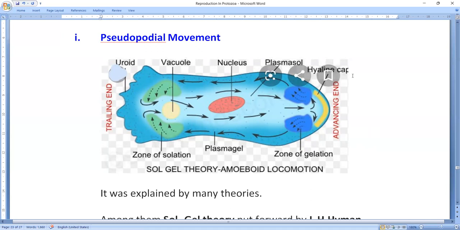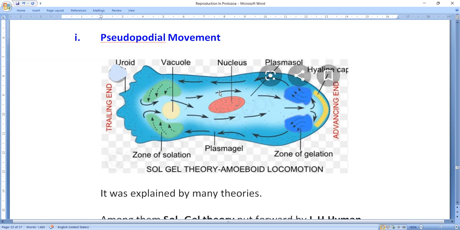According to L. H. Hyman, the cytoplasm is divided into two types: the outer thicker agranular plasma gel, and the inner thinner, highly liquid, highly movement-showing region, which is the plasma sol. The outer thick cytoplasm is called plasma gel, and the inner thin cytoplasm is called plasma sol.